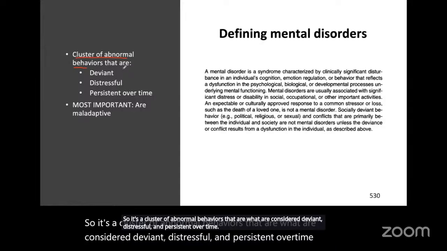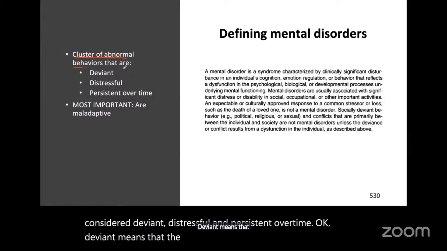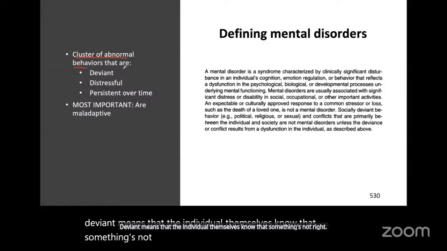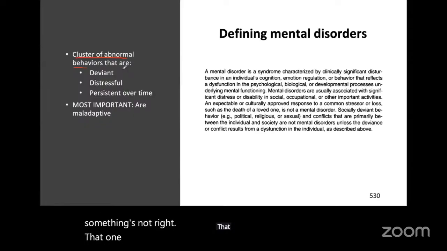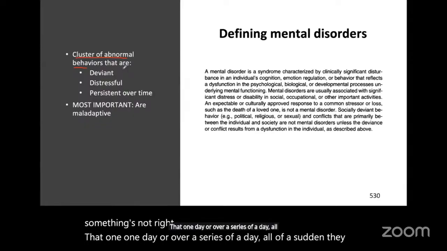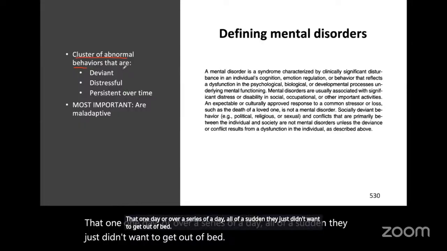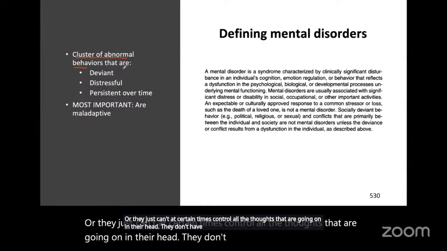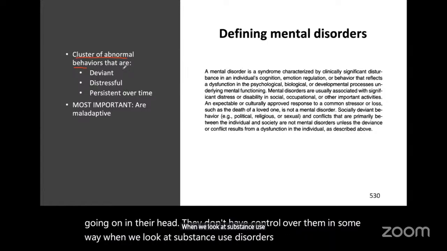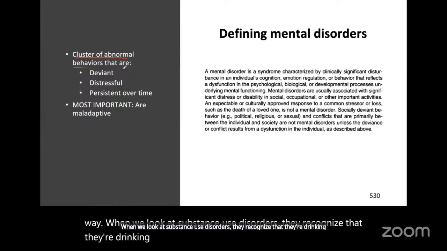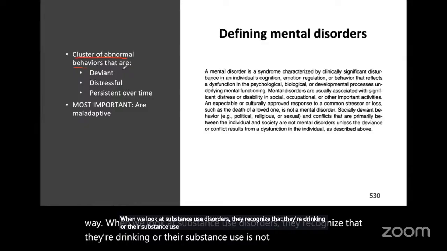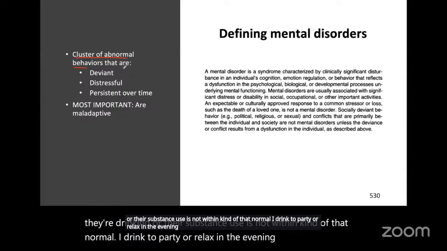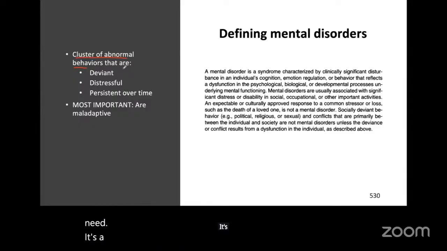Deviant means that the individual themselves know that something's not right, that one day, or over a series of days, all of a sudden they just didn't want to get out of bed, or they just can't at certain times control all the thoughts going on in their head. They don't have control over them in some way. When we look at substance use disorders, they recognize that their drinking or their substance use is not within that normal, I drink to party or relax in the evening, but it's something I need. It's a need, and therefore deviant.